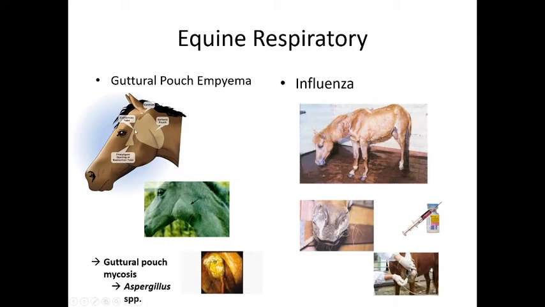If these valves are not functioning normally, not one-way, we can get an accumulation of air into this guttural pouch. We see this empyema in foals a lot, where they're just not well developed enough and it kind of seals off the air. Typically they'll grow out of this. Unfortunately, as things go in there, it's possible for them to get infections that don't clear out very well.